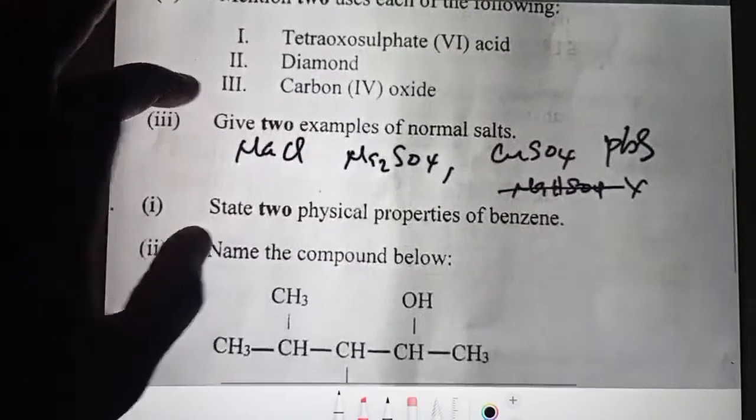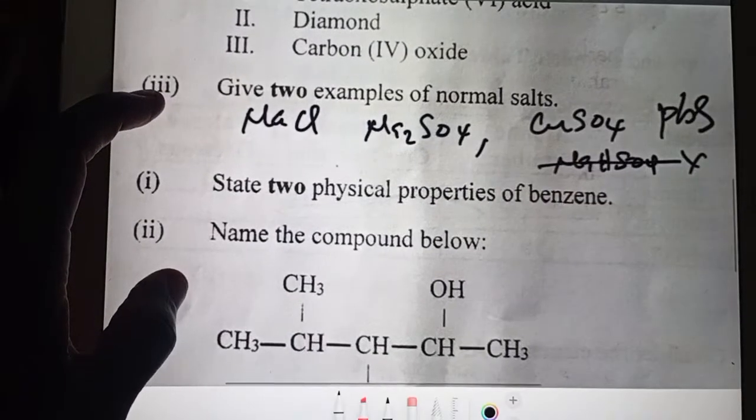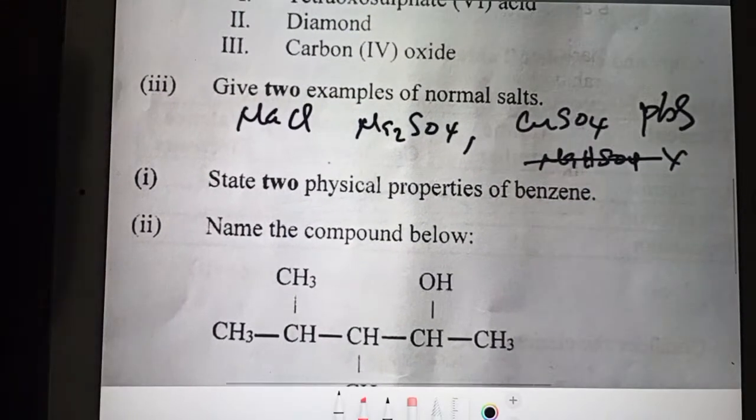State 2 physical properties of benzene. Benzene is colorless, a clear solution. It has a very faint sweetish smell, and then it is very flammable. That's benzene. Then it's neutral to litmus paper.